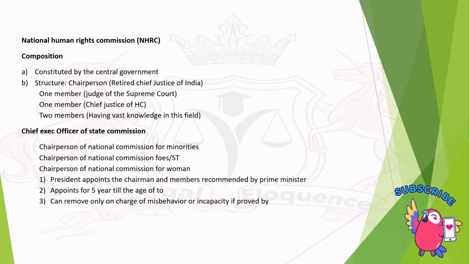Next topic is the National Human Rights Commission, NHRC. Constituted by the central government: chairperson, a retired Chief Justice of India; one member, a judge from the Supreme Court of India; one member, a Chief Justice of a High Court; two members having vast knowledge in this field; Chief Executive Officer of the State Commission. Structures are as follows: Chairperson of the National Commission for Minorities, Chairperson of the National Commission for ST, Chairperson of the National Commission for Women. The President appoints the chairman and members recommended by the Prime Minister.